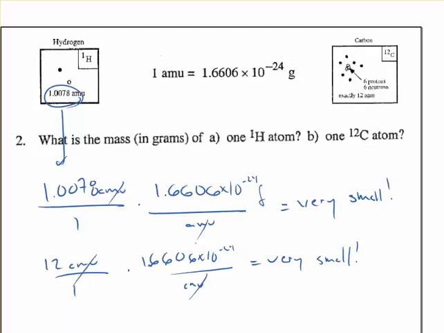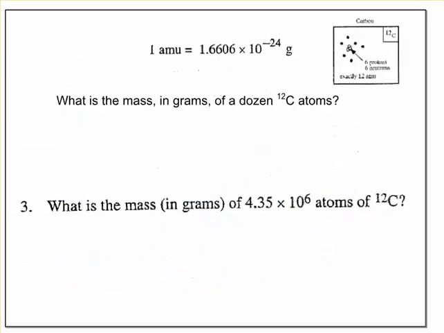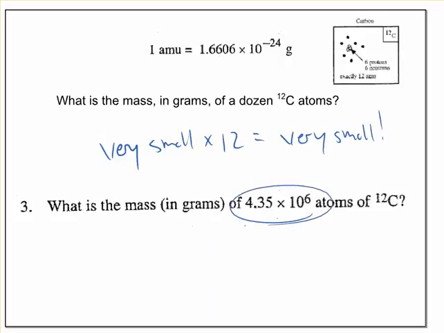That is to say, we're not really concerned with the mass of one atom. What about a dozen atoms of carbon? Well, very small times 12 is still a very small number. What about a million, or 4.35 times 10 to the 6 atoms of carbon? Notice here that our exponent is times 10 to the minus 24, so even if we're talking about a million atoms, we're still talking about a very small mass.